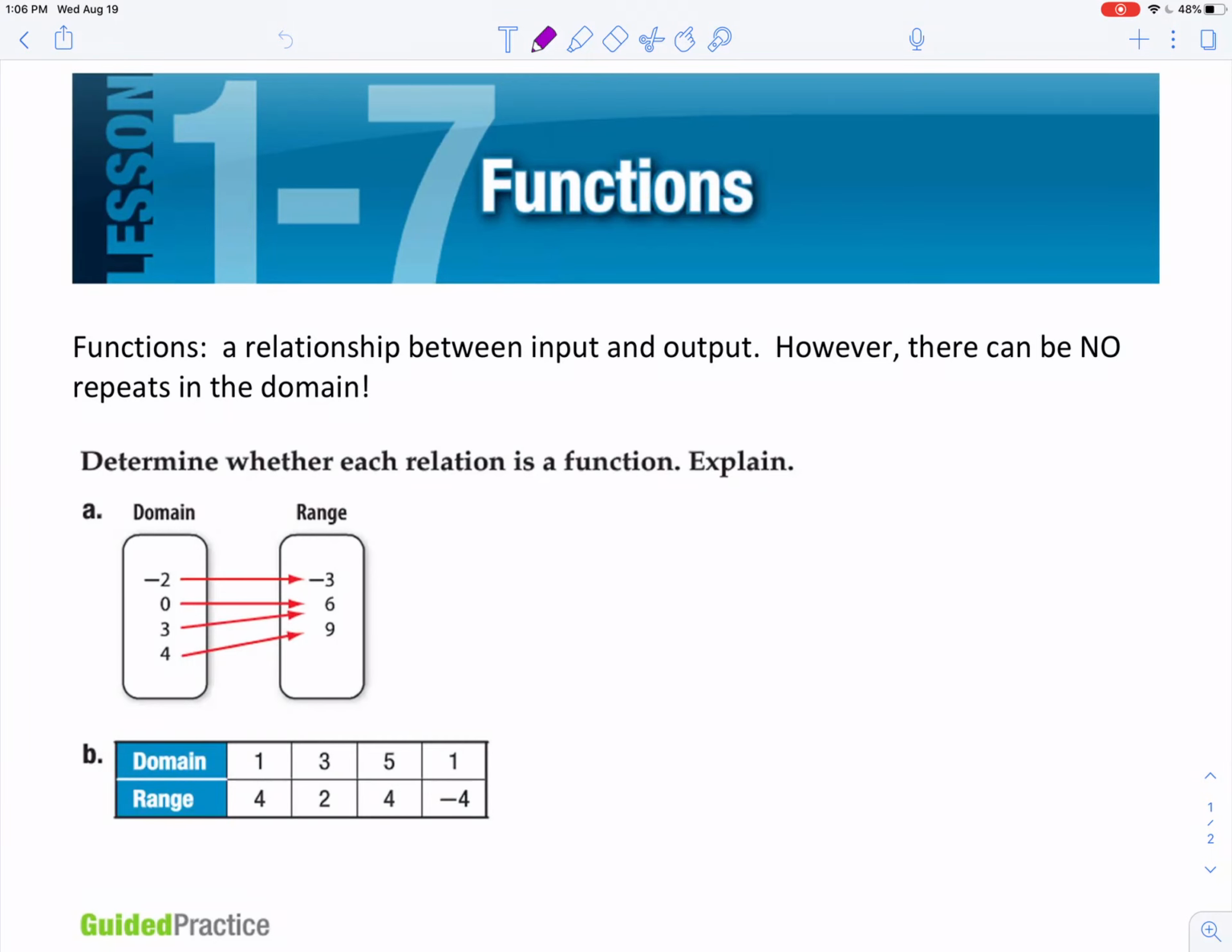Okay, Chapter 1, Lesson 7 starts with functions. There will be 2 videos for this one. This is part 1.